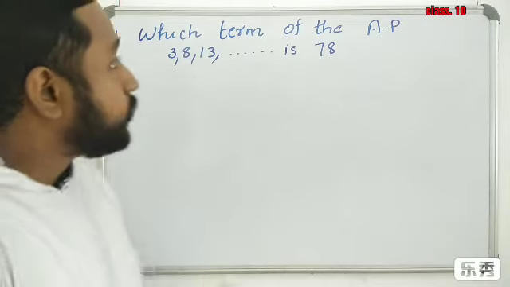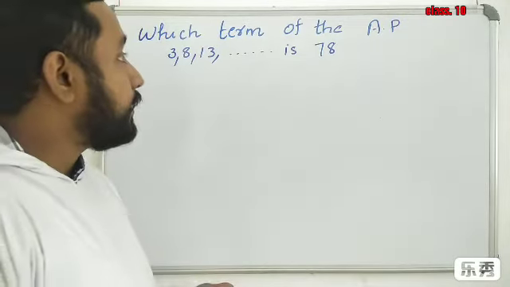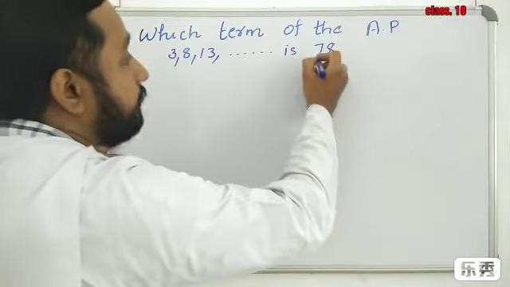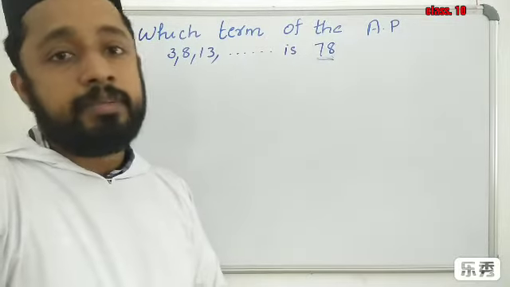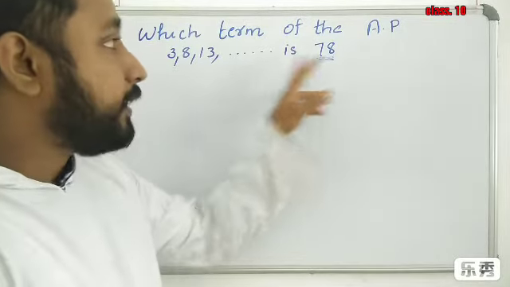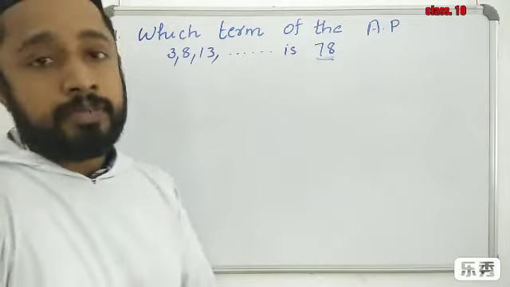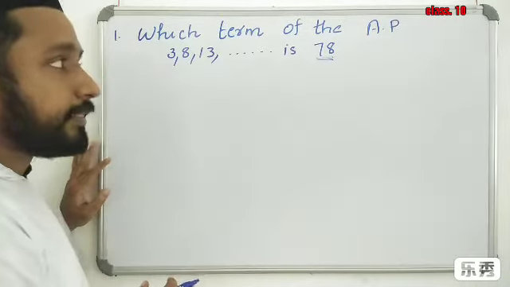Here, I have a question. Which term of the AP 3, 8, 13, etc. is 78? In this AP, 78 is a term, so we have to find which term is 78. Our AP is 3, 8, 13, etc.